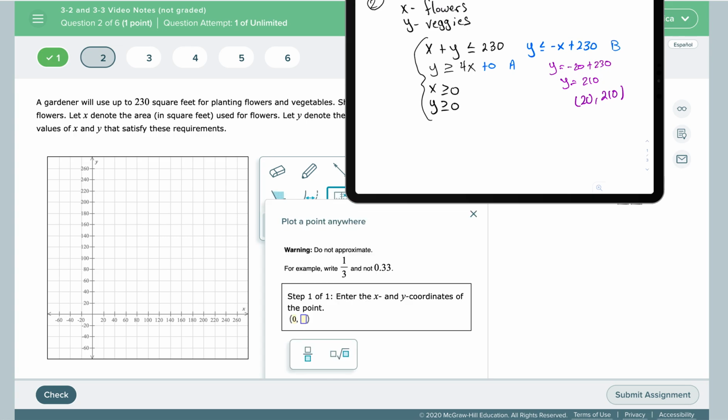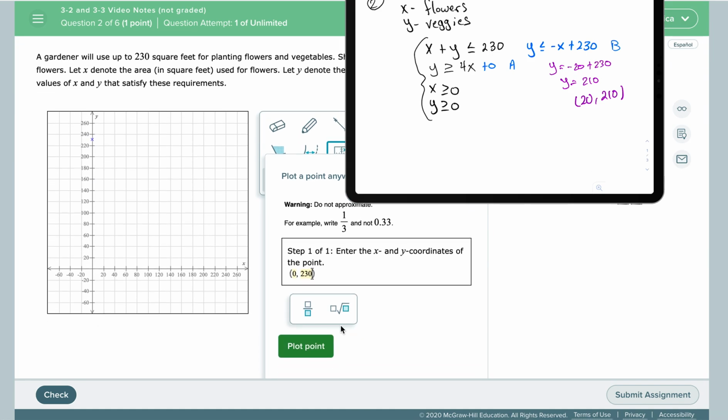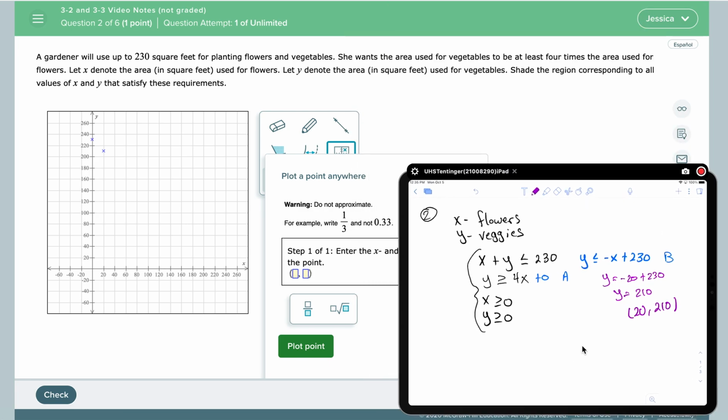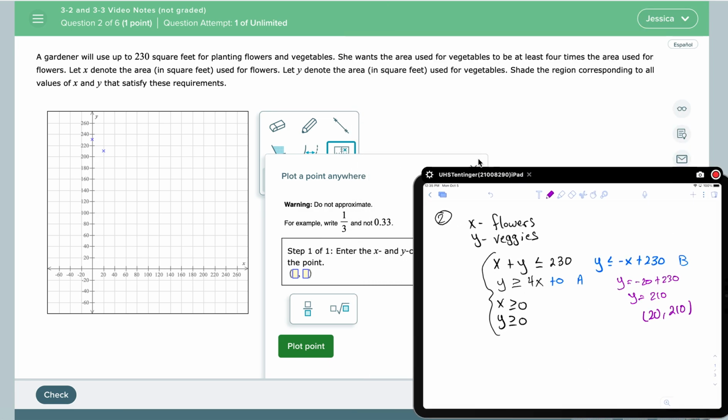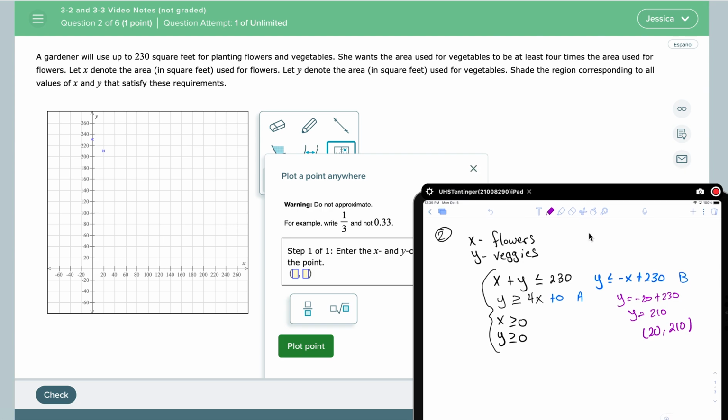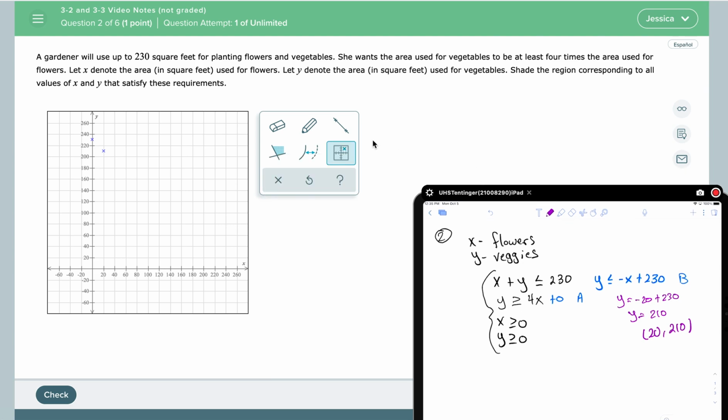All right, sorry. 0, 230. Plot point. And then 20, 210. Plot that point. All right, so they have shown up. Let me move this back and get rid of this. Okay, so now I can connect these points together.